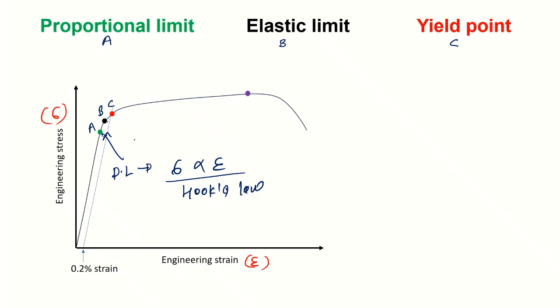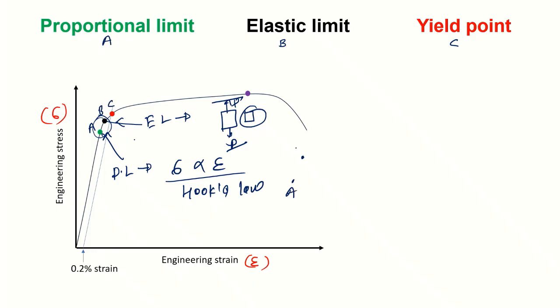Point B is known as the elastic limit, where if we remove the load at point B, suppose we apply the load P and remove this load, then the material retains its original shape and size. So there is no deformation. But what is the difference between point A and B, which is showing this amount?